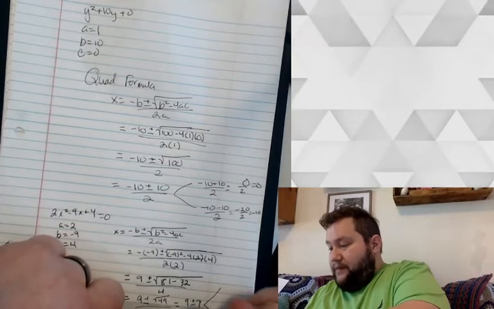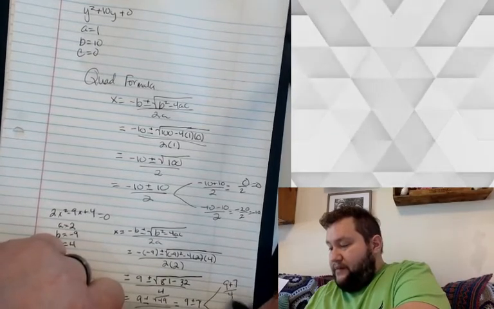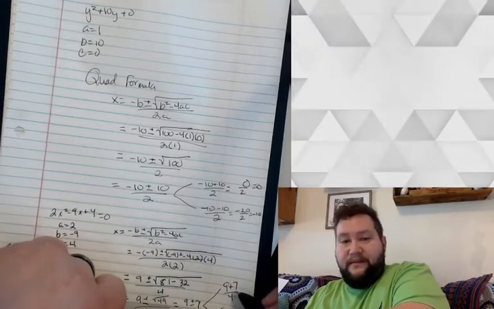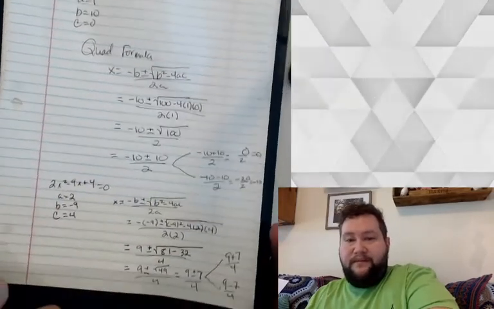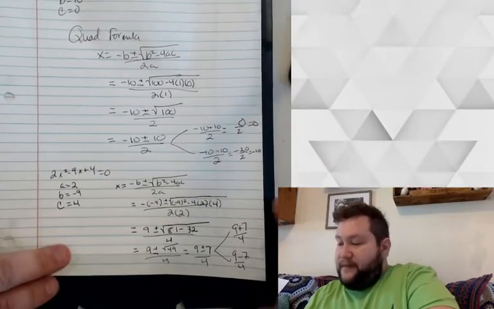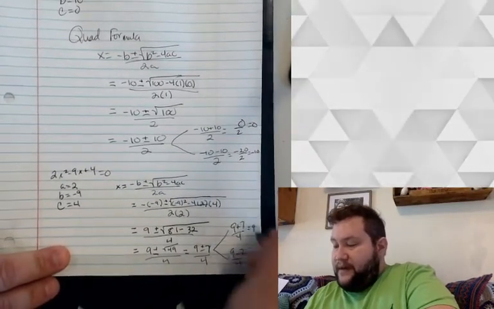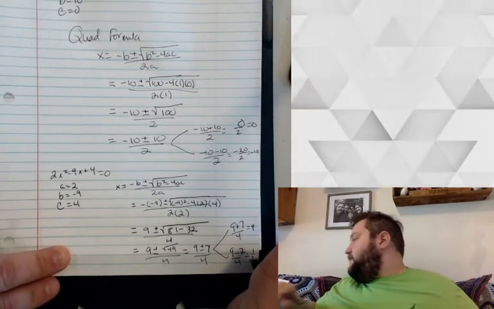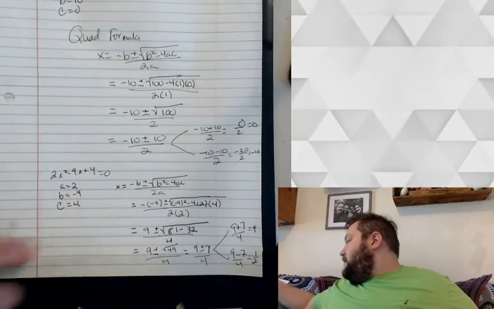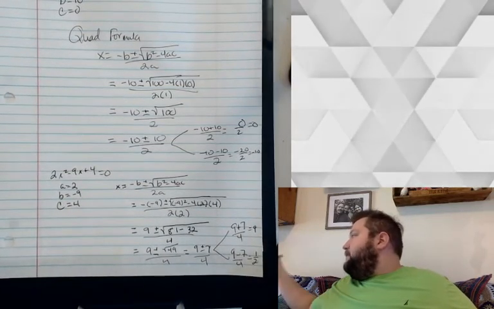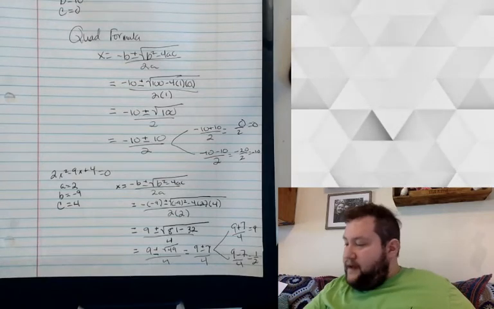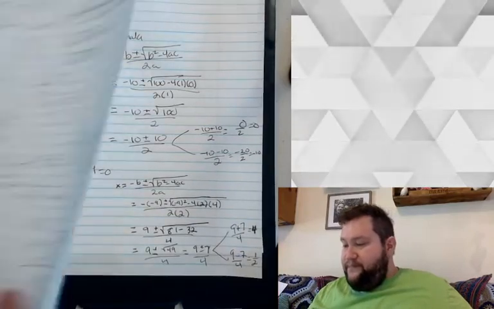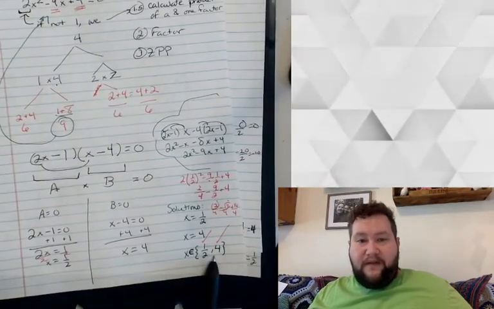9 plus 7 over 4, 9 minus 7 over 4. 9 and 7 is 16, divided by 4 is 4. 9 minus 7 is 2 over 4 is a half. So we have 4 and a half as our two solutions. No, that's not 9, I can't read. It's a 4. It's 4 and 1/2.